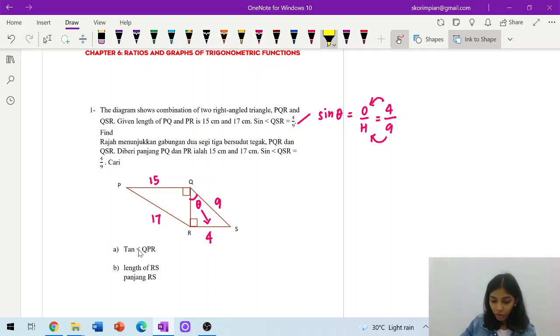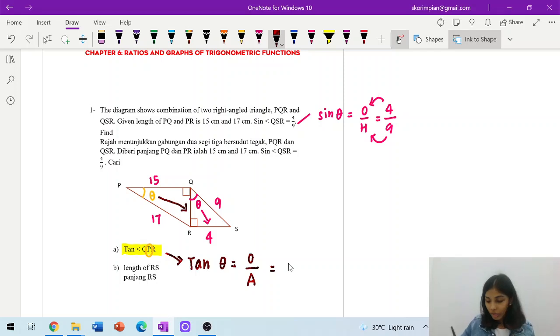Then they ask you to find tangent QPR. Where is QPR? QPR will be here. See the center part, which is P. Your angle will fall at P. So the formula for tangent theta is TOA, so O opposite over adjacent. So what's your opposite here? Your opposite is here, this one. Okay, so you don't know what's your opposite, so you don't know what's your QR. QR is your opposite over your adjacent. Your adjacent here is 15. So macam mana nak cari kamu punya opposite?